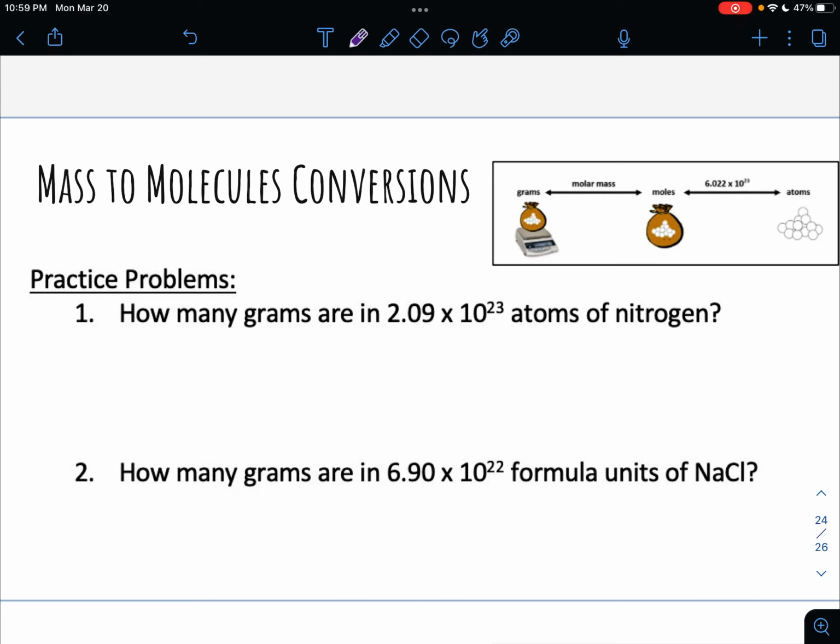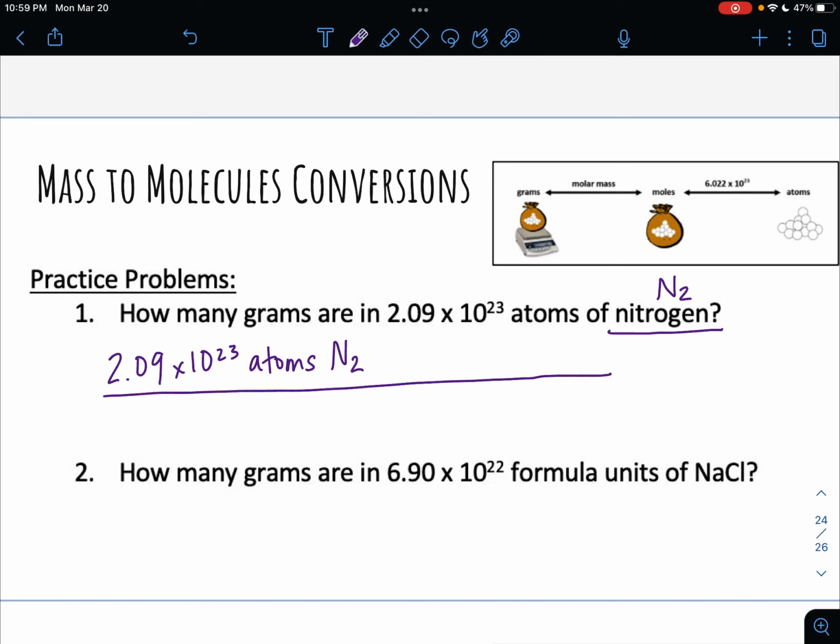So let's look at our first couple of practice problems here. Again, the rule, we always start with what we're given. We're given 2.09 times 10 to the 23rd atoms, and this is nitrogen. What do we know about nitrogen? We know that nitrogen is a diatomic. It is part of that Brin-Klahoff. So we know that nitrogen is always written as N2. So I'm going to go ahead and write N2 so I don't forget.